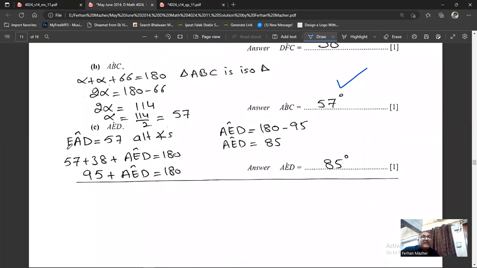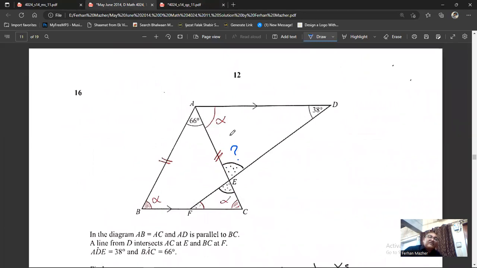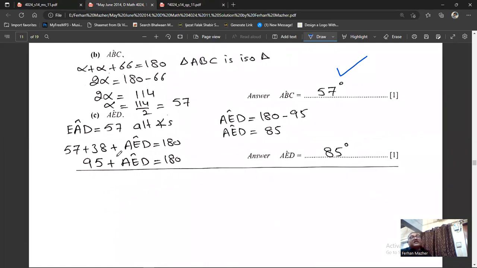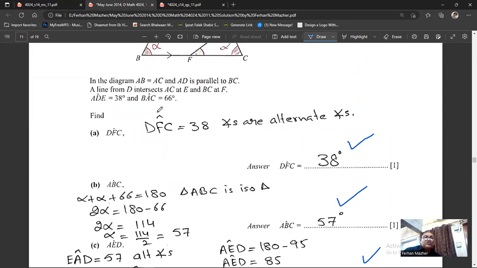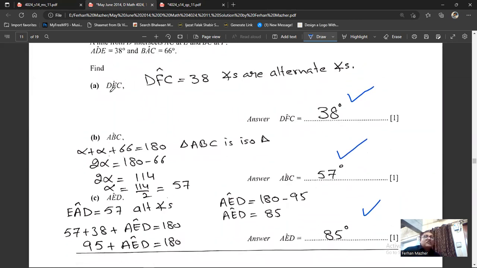So you will have EAD equals to 57. This angle is 57. This is 57. So this is also 57. They are alternate angles. So 57 plus 38 plus AED is equals to 180. So 95 plus AED equals to 180. So the angle AED will be equals to 180 minus 95. So AED will be equals to 85. So that angle is 85. The answer is right. This is the solution. And let me show you the whole solution.